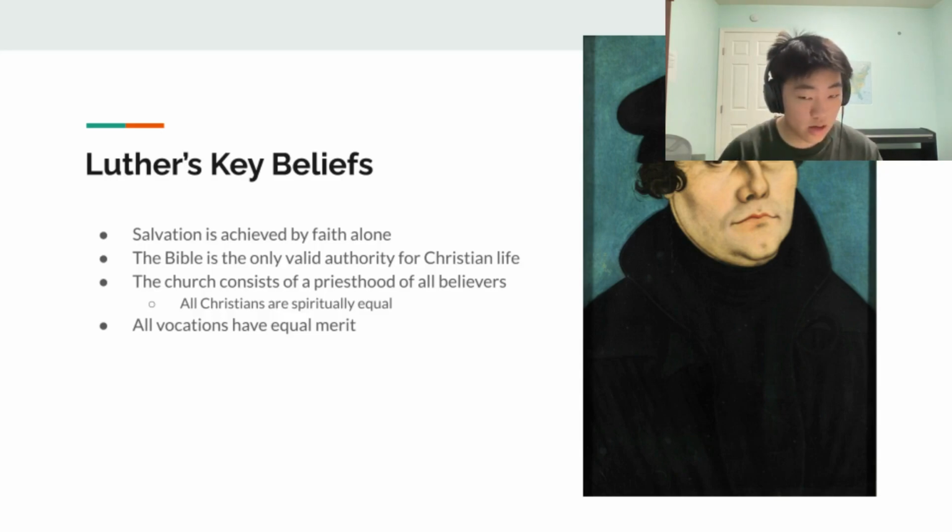Through this idea, he also rejected Catholic teachings that were based on the seven sacraments. Additionally, he believed that the church consists of a priesthood of all believers, and all Christians are spiritually equal. All vocations are also of equal merit, being that all honest work has equal merit, and therefore Luther abolished monasteries and convents, and he declared that the clergy should marry.